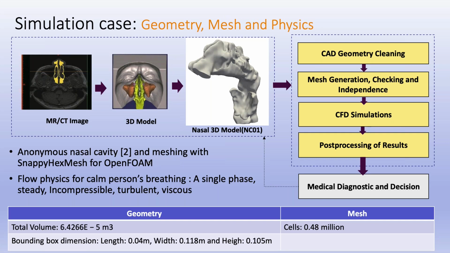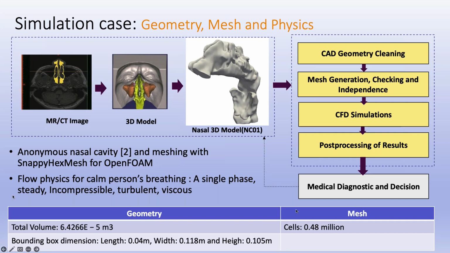We did this by converting the OpenFOAM mesh to SU2 using one of the functionalities that we developed during my internship at TCS. Also, the geometry is of total volume 6.42 times 10 to the power minus 5 meter cube. Its bounding box dimensions are shown on the screen. And after meshing, the total number of cells is 0.48 million.